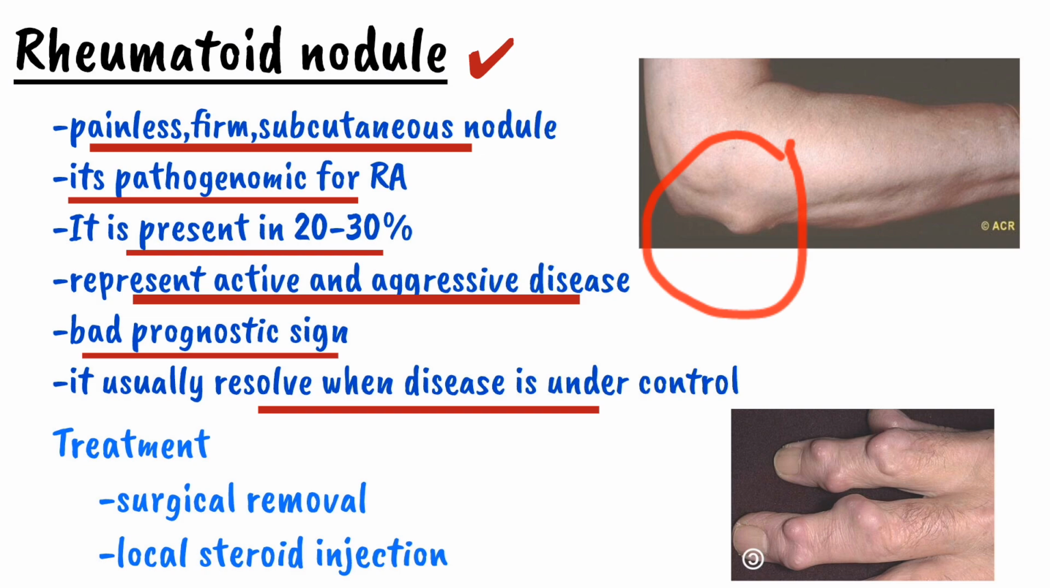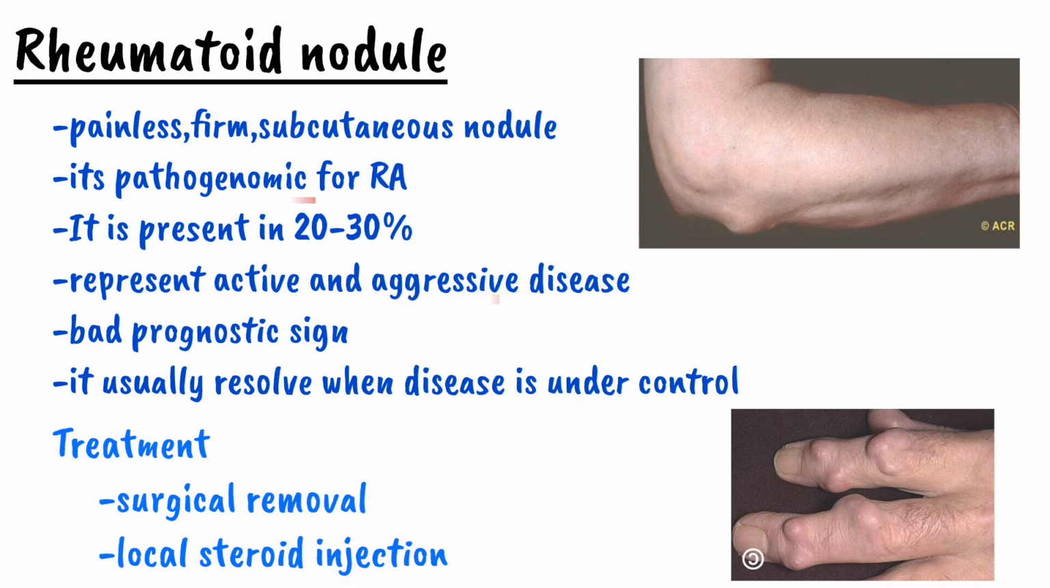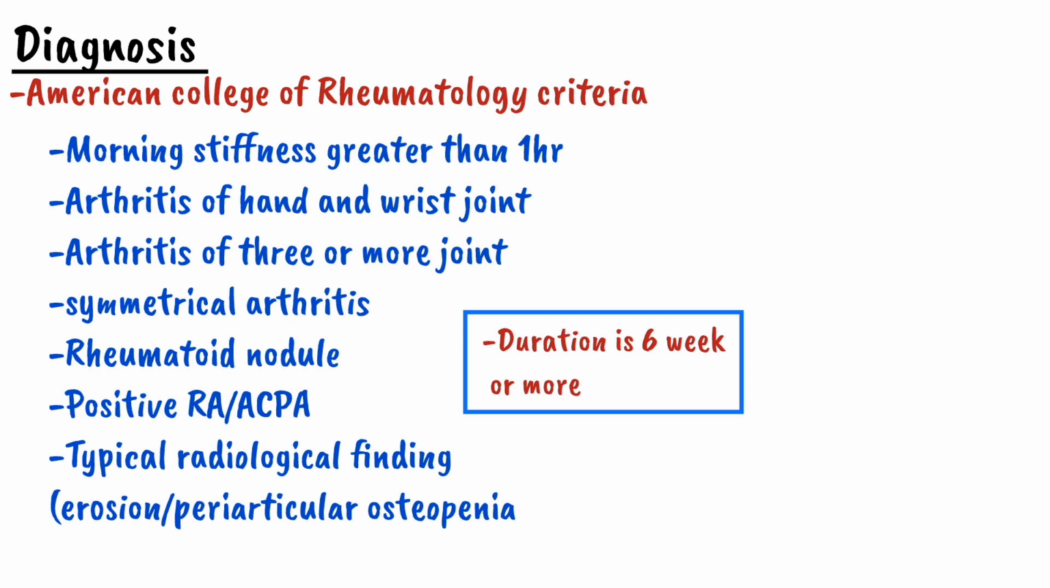Usually there is no treatment required for rheumatoid nodules, but for cosmetic appearance we can surgically remove the nodules, or we can give a local steroid injection which will resolve the rheumatoid nodules. By now we are done with the clinical features of rheumatoid arthritis, which involve both the articular and extra-articular systems. Now coming toward the diagnosis of rheumatoid arthritis.